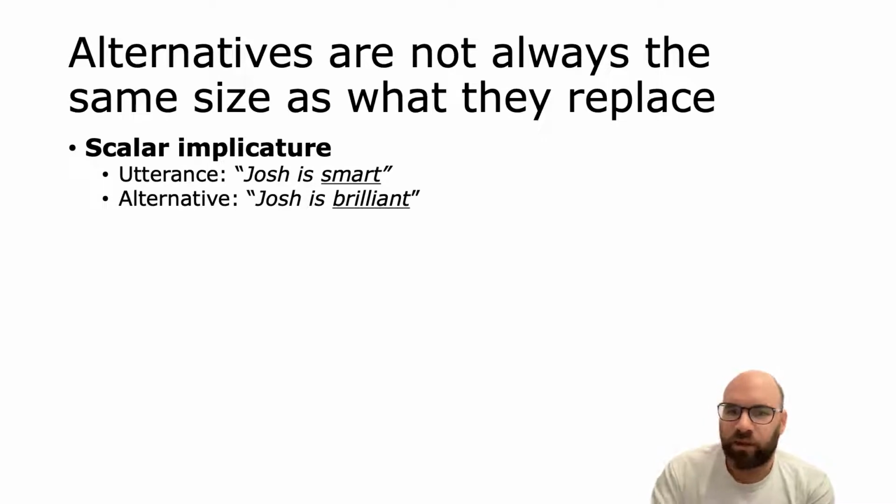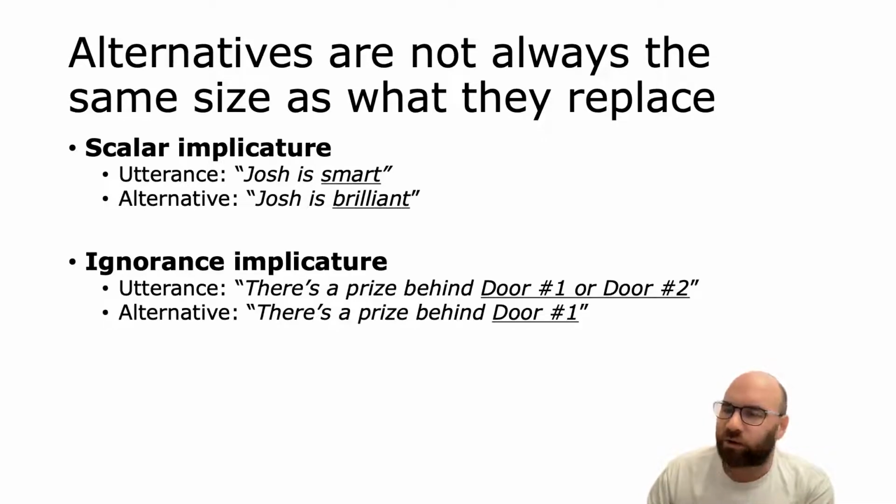So in another module earlier, we talked about disjunctive ignorance implicatures. So if you remember, we had an example where if someone says, there's a prize behind either door number 1 or door number 2, that means that the person's not sure there's a prize behind door number 1. Right? And in this case, the alternative is he could have just directly said there's a prize behind door number 1, but he chose not to. He chose to say door number 1 or door number 2 instead. He kind of did a hedge. So in this case, the alternative is actually shorter than what the person really said.